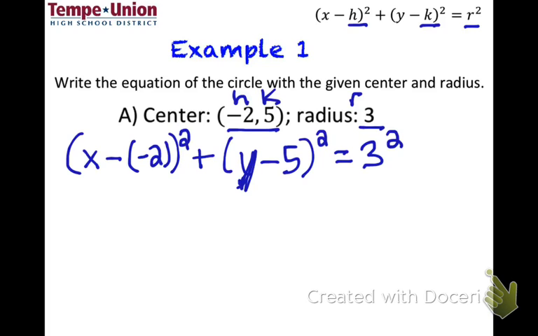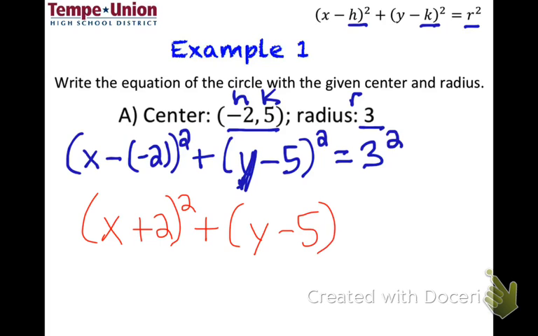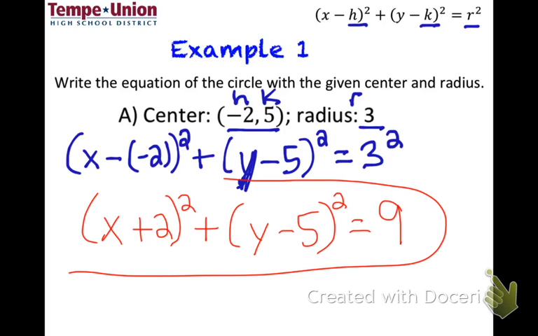So then we typically don't leave it like this, because whenever we see a minus minus, we're like, ugh, that's hideous. So we're going to make it x plus, not 3, 2. So x plus 2 squared plus y minus 5 squared equals 9. So this is the most simplified way to write it. Okay? Let's try another one.